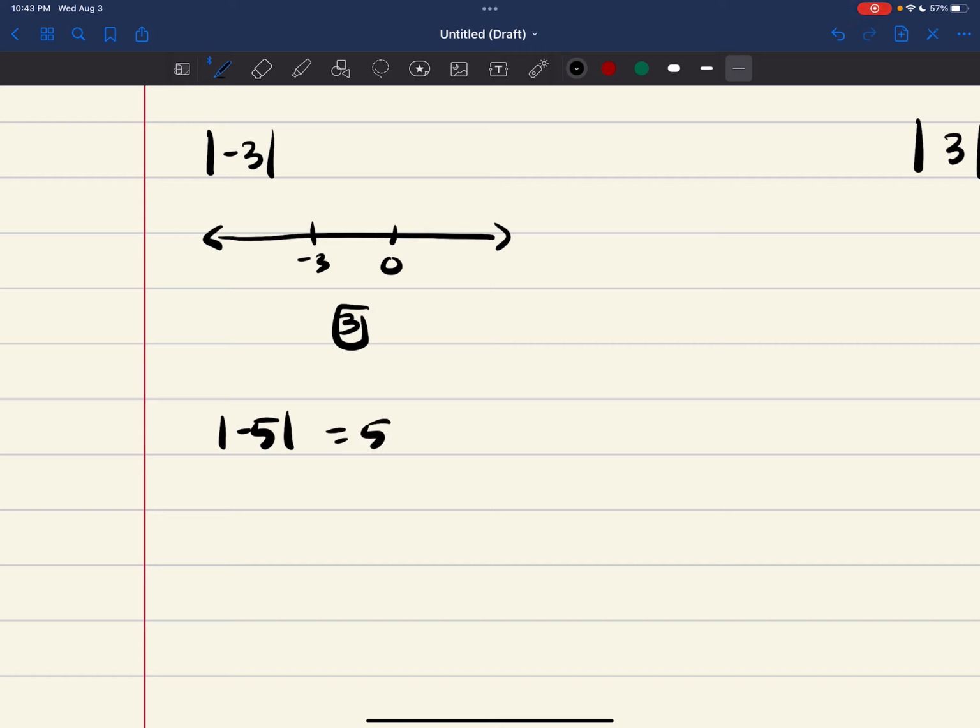Or you can have something like the absolute value of 3 minus 5. And just like parentheses, we have to handle what's inside of the absolute value, then go ahead and make it positive. So we have 3 minus 5. We don't say 3 plus 5. We're just going to have to do the basic math that we know and love. 3 minus 5, that's going to be negative 2. And the absolute value of negative 2 is just 2. And that's my answer.